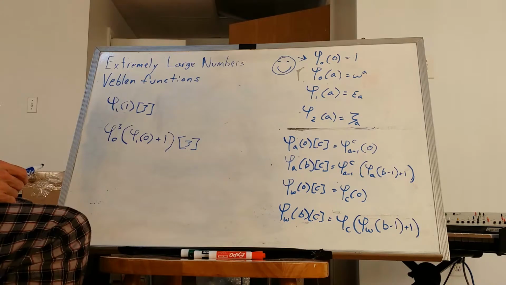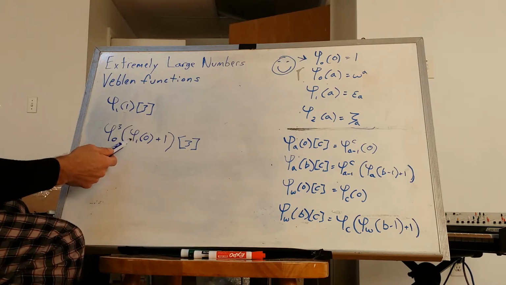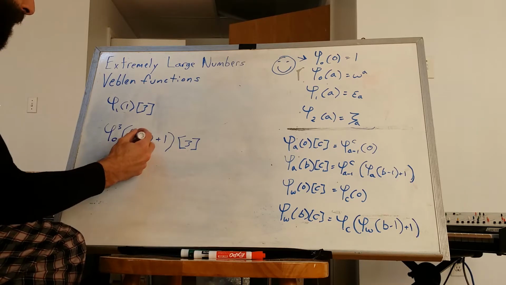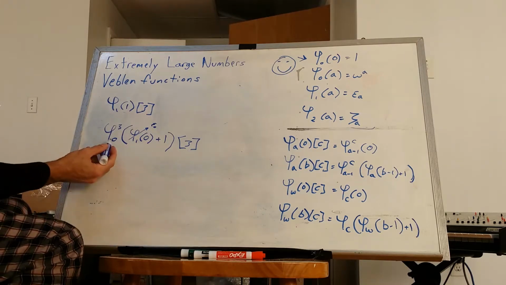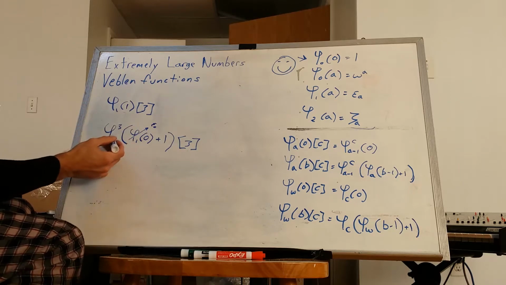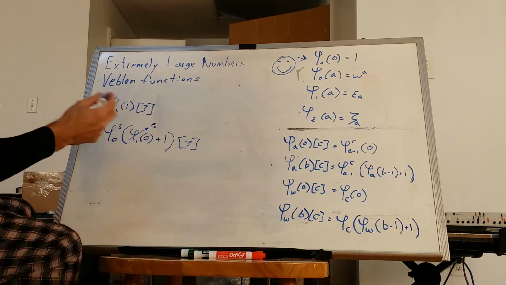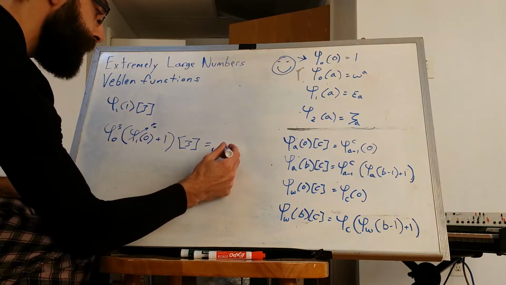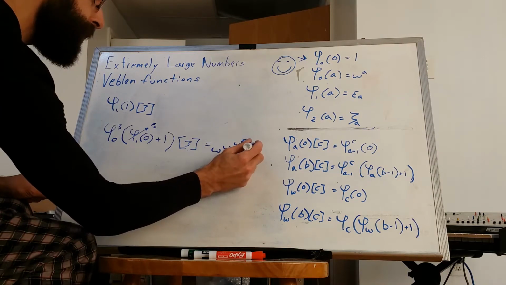So what happens when we evaluate this? Let's just plug in values for this now. We know that phi sub 1 of 0 is equal to epsilon naught. So let's plug that in, epsilon naught. And we know that this is going to be omega in exponentiation, 3 copies of that. So it's going to be omega to the power of this, another omega to the power of that, and another omega to the power of that. So what we're going to end up with is omega to the power of omega to the power of omega to the epsilon naught plus 1.